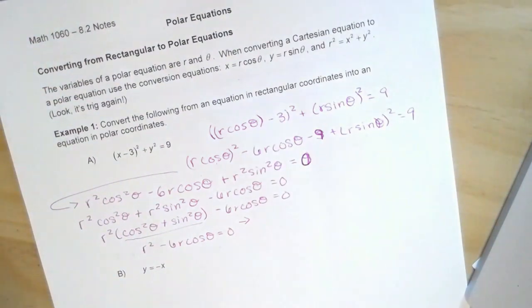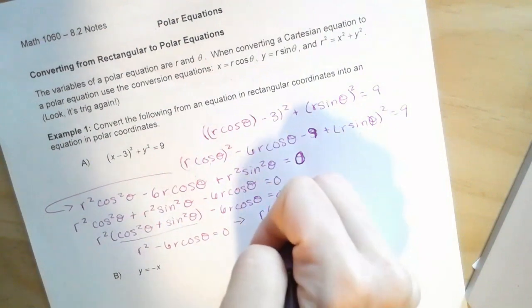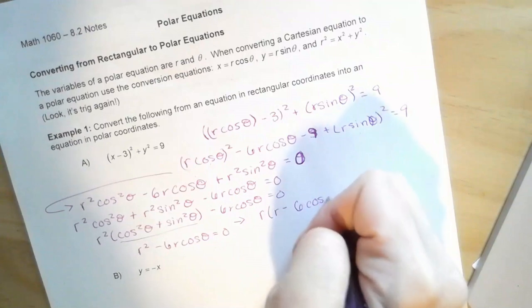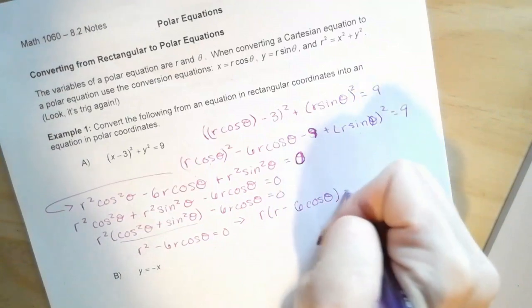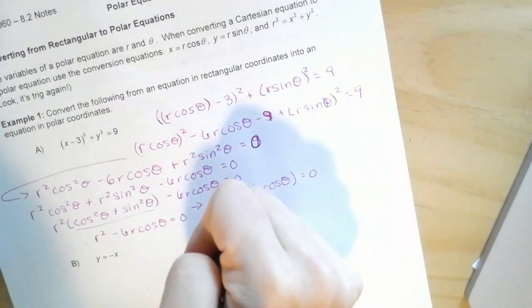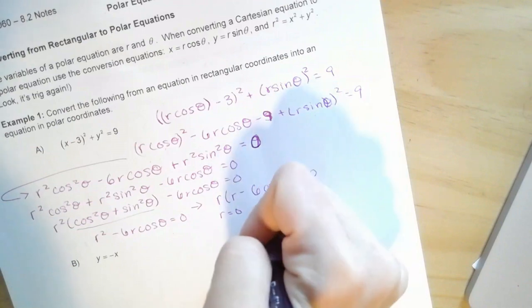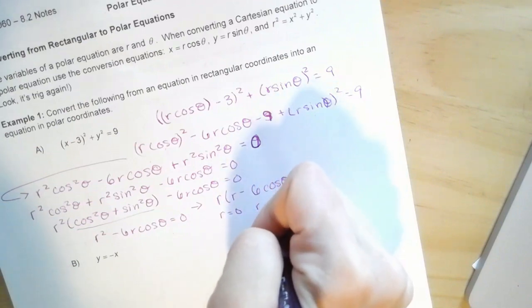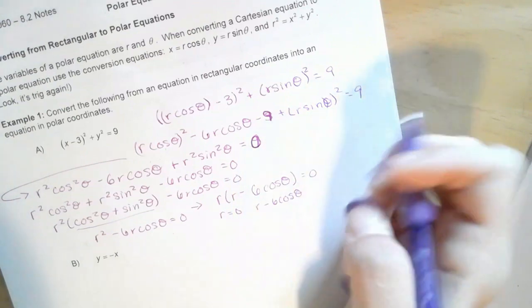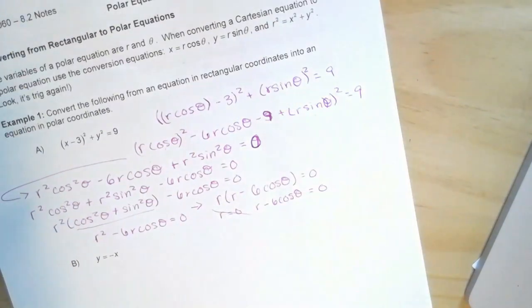Alright, so now let's factor out an r. So we have r times r minus 6 cosine theta equals 0. We can then split this up. That means r equals 0, which doesn't really help us because r equals 0 is just a point. It's not an equation, right? So we can get rid of that and kind of ignore that because that's a point. That's not an equation.